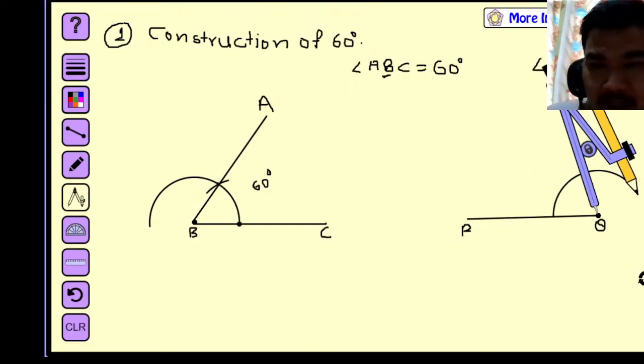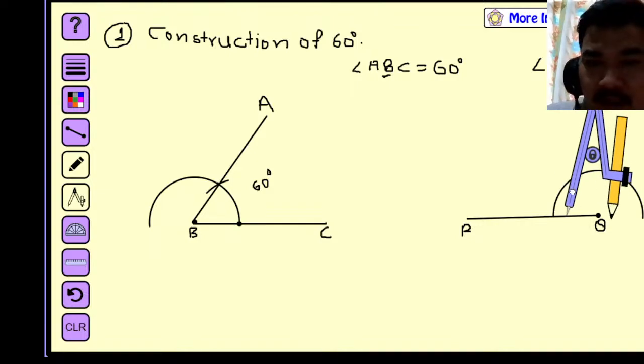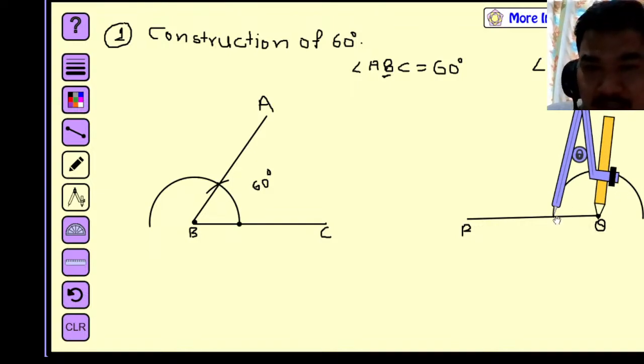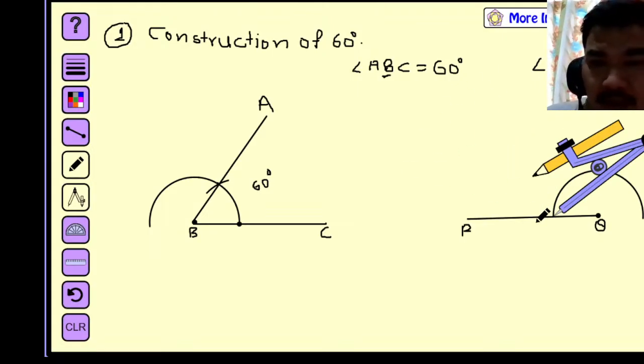Okay, like this main arc cut, right? This is the main arc. Look, we are drawing the angle at the line segment PQ, on the right side. Look where I'm keeping the tip of the compass, that point is this point. This point is 0 degree.